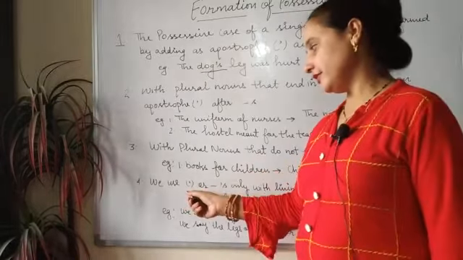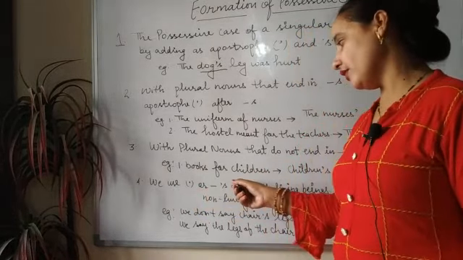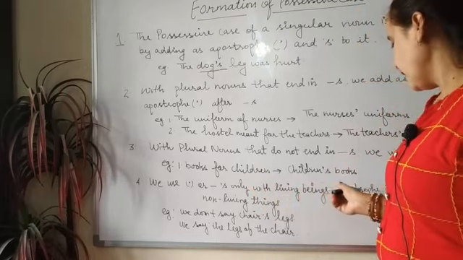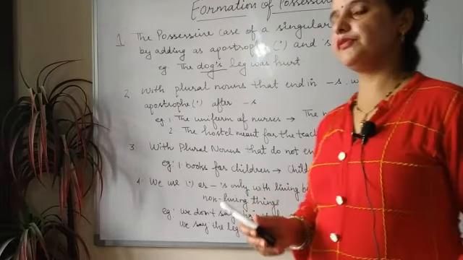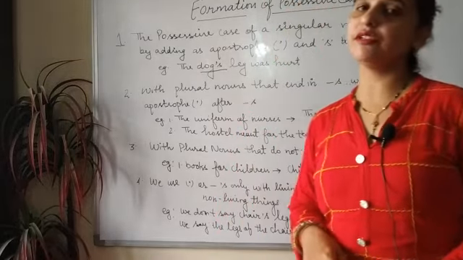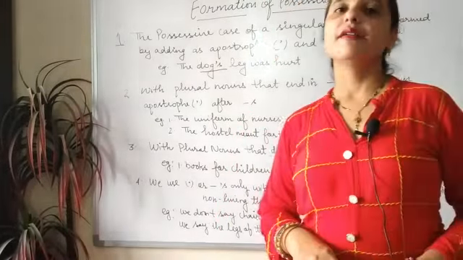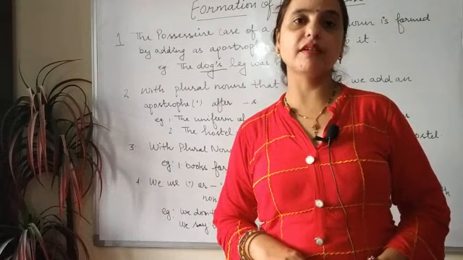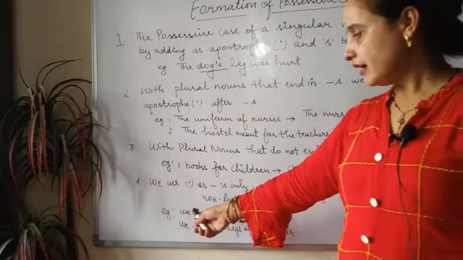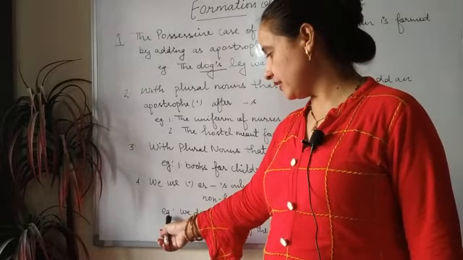Fourth one, we use apostrophe or apostrophe s only with living things. Apostrophe is not used with non-living things. Remember this point, friends. We do not use an apostrophe to make a possessive case of non-living things. We use it only with living things. I clear this doubt with the help of an example.